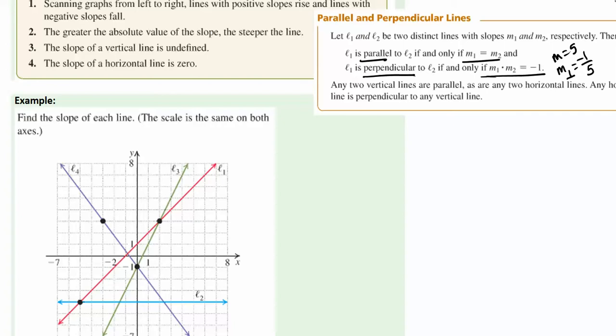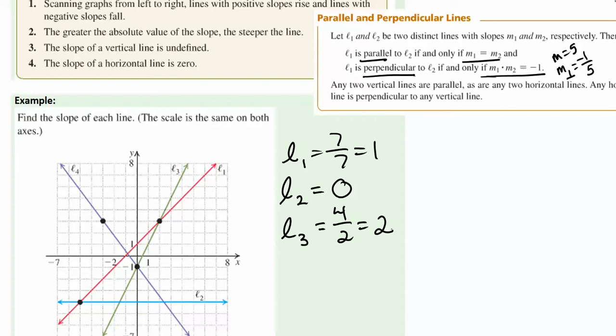Okay, now we can just count the rise over the run to get the slopes of these lines. So L1 is the red line here. I rise 1, 2, 3, 4, 5, 6, 7, and then I run 1, 2, 3, 4, 5, 6, 7. So 7 over 7, which is a slope of 1. L2, I don't even have to find 2 points. Notice L2 is a horizontal line, so it has a slope of 0. L3, from this point to this point, I go 1, 2, 3, 4, 1, 2. So it's rise 4, run 2, which reduces to a slope of 2.